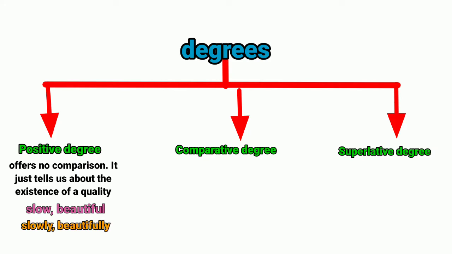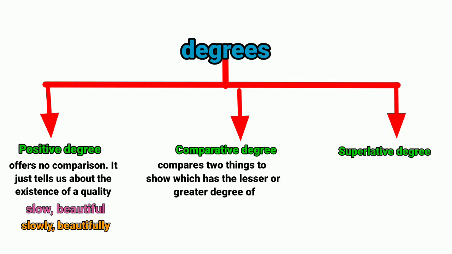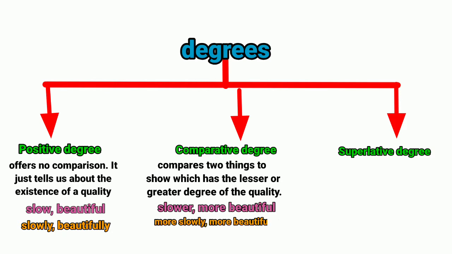The comparative degree compares two things to show which has the lesser or greater degree of the quality. For example, in adjectives, slower, more beautiful, and in adverbs, more slowly, more beautifully.